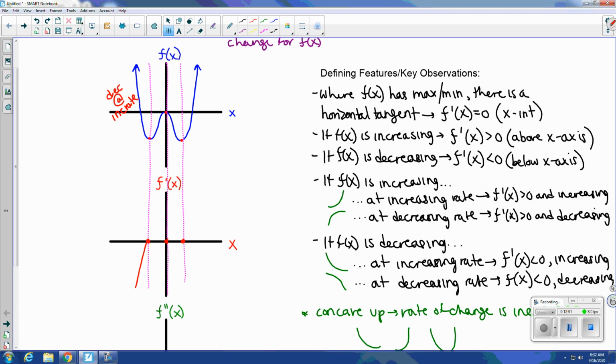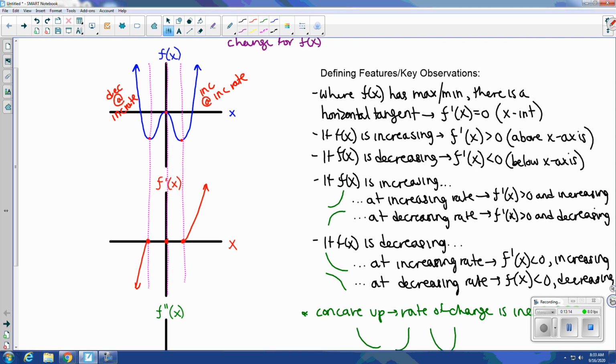Now, we're going to jump all the way over to the far right. This is increasing at an increasing rate. So as we can see, that looks like it's concave up. Okay, so increasing at an increasing rate, the increasing implies f prime of x is above, and the increasing rate implies that f prime is increasing itself. So it looks something like this.